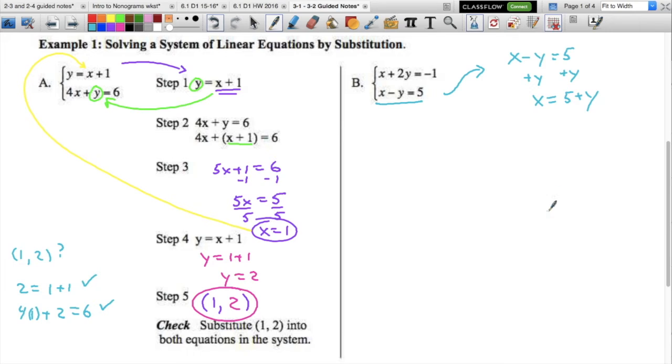Question? Yeah, now you're going to take this and plug it into the top equation. Exactly. So we found out what x is. It's 5 plus y. We're going to plug that into the top equation. And so then we get this: instead of writing x, I write 5 plus y, plus 2y equals -1. Now we can just solve this and we'll figure out what y is.